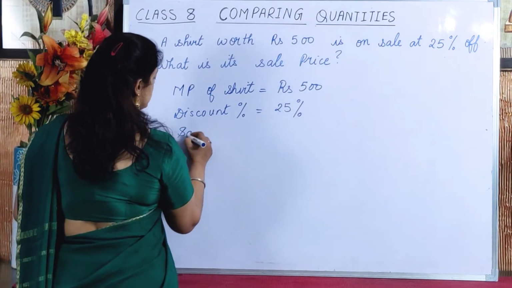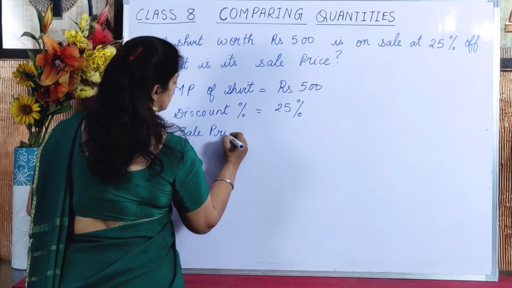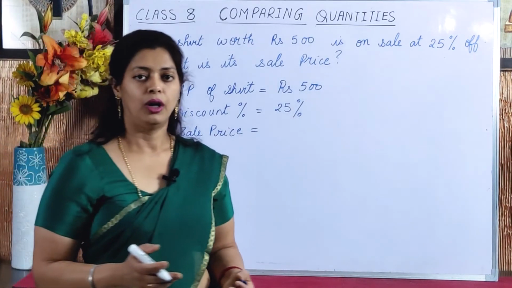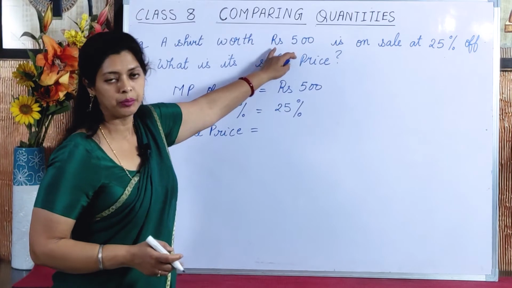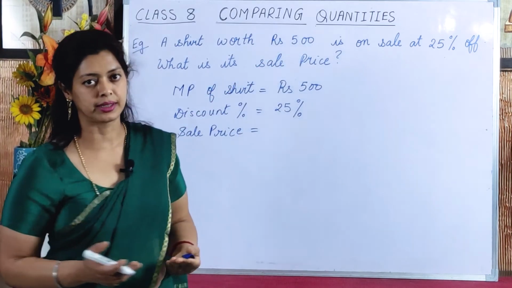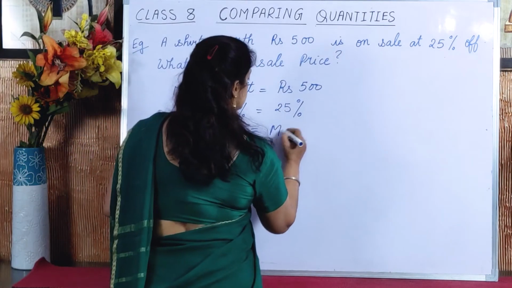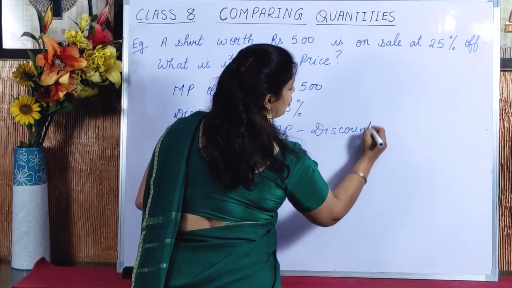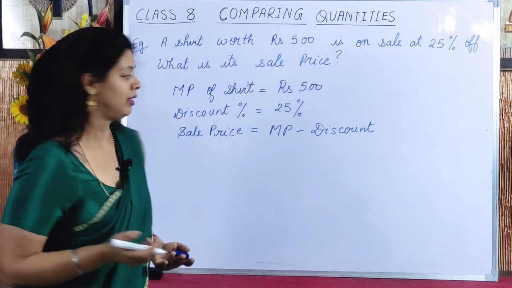And what is the sale price? You are required to find the sale price. Sale price is nothing but the mark price or the original price of the product minus the actual discount. So mark price minus discount. And discount we can calculate very easily.